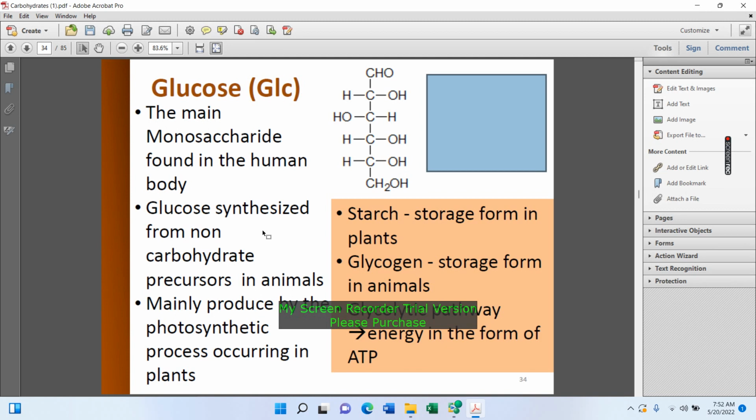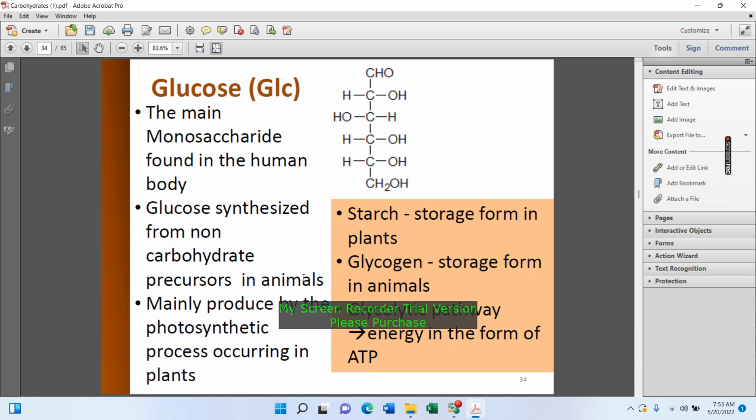Glucose is synthesized from non-carbohydrate precursors in animals. It is mainly produced by the photosynthetic process occurring in plants. In animals, glucose is produced from non-carbohydrate precursors. I don't know what it means.